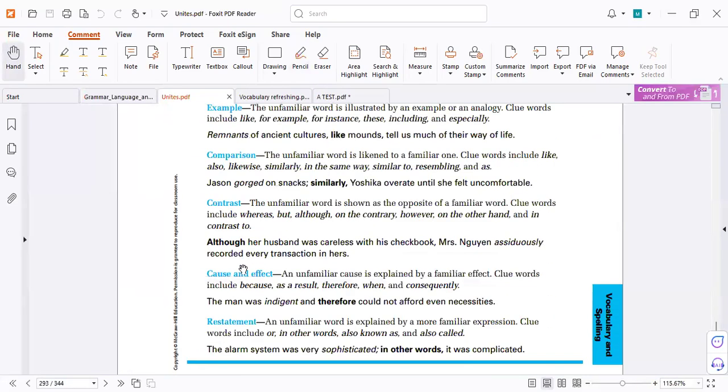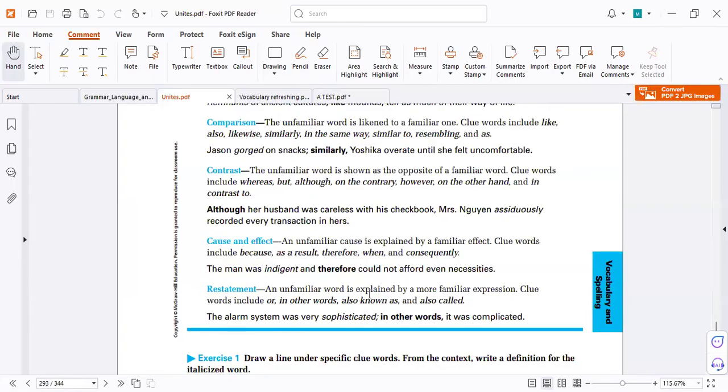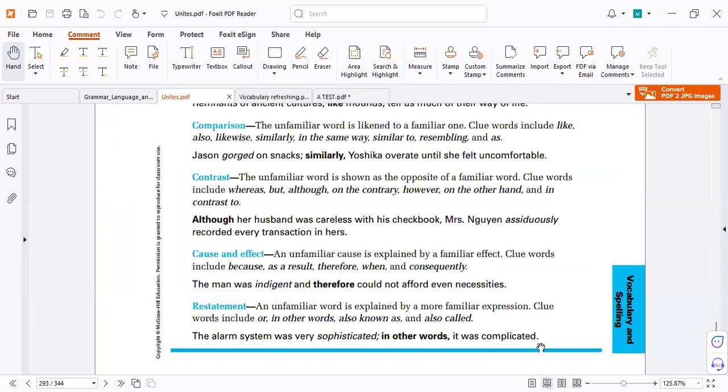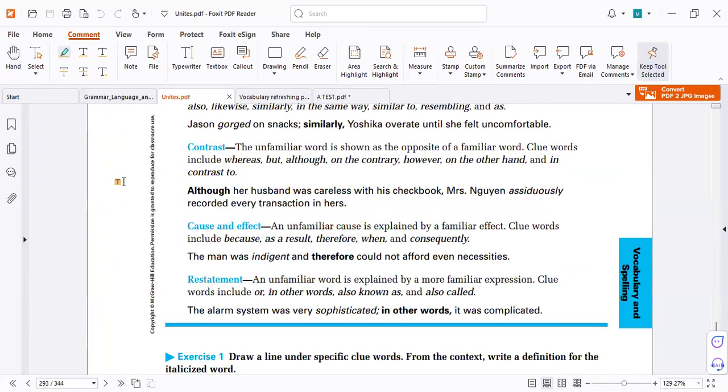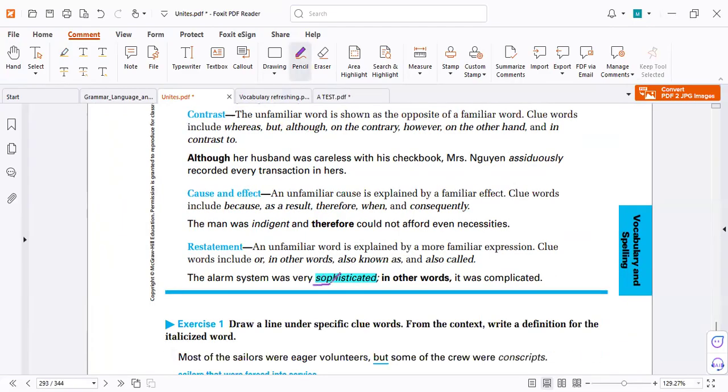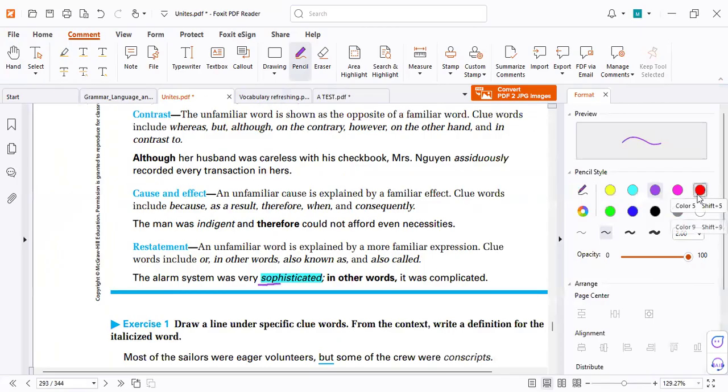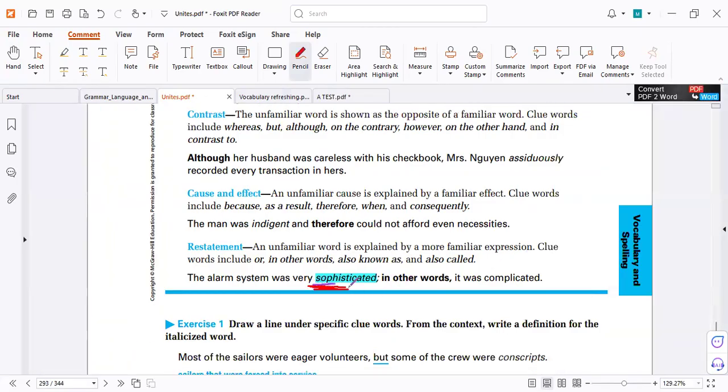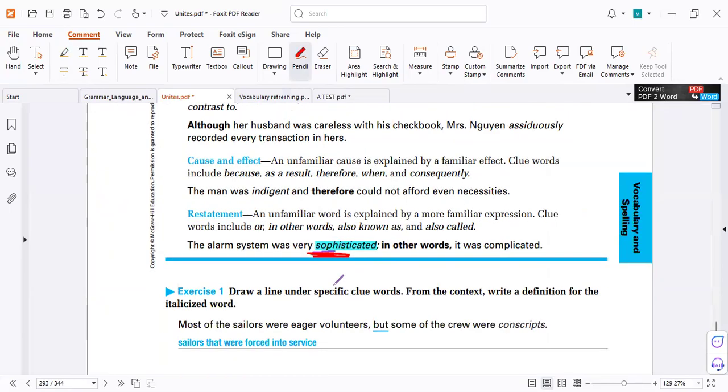Here we have techniques, as you know, and we have another technique, restatement. An unfamiliar word is explained by more words. That means the writer is going to explain again using different words to help the reader. We need to guess together what sophisticated means. After studying the Latin roots, you will study like that. Soph means knowledge. Like philosophy.